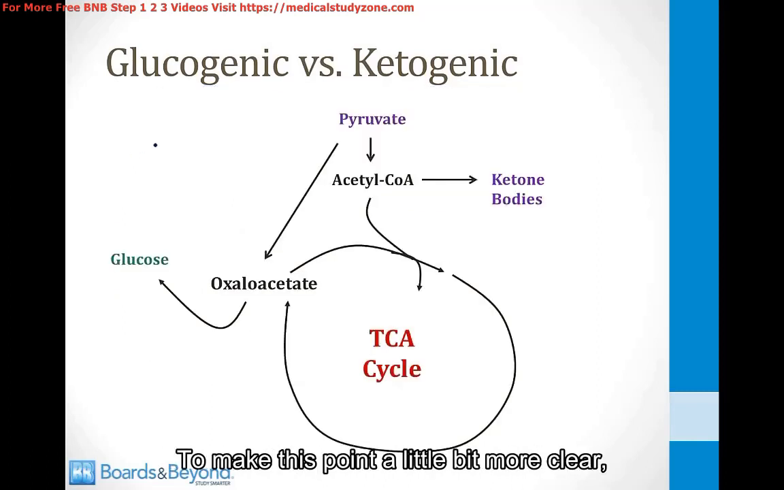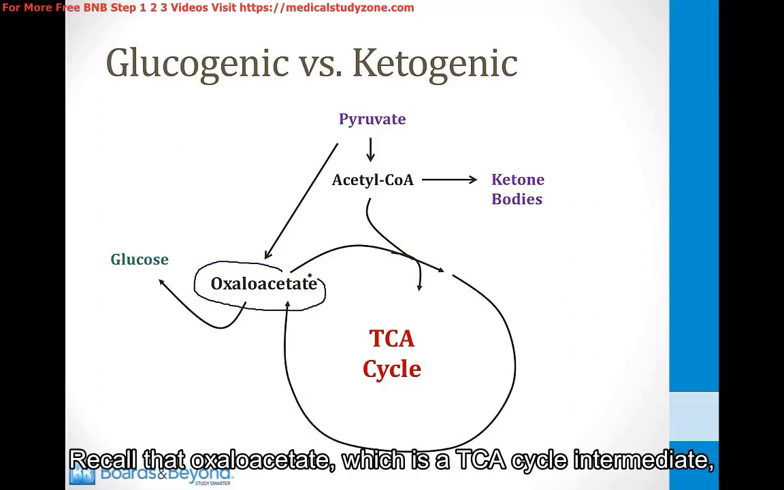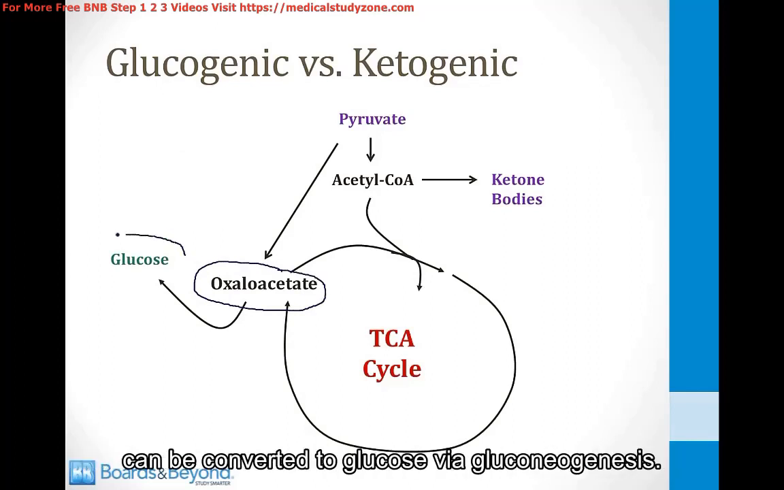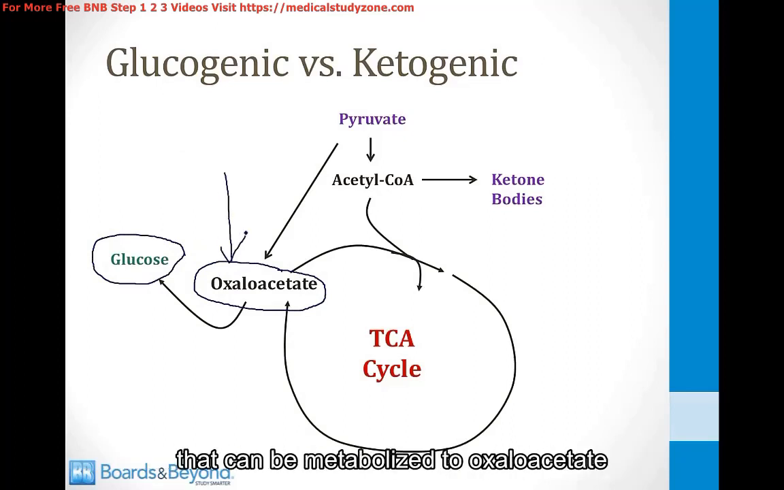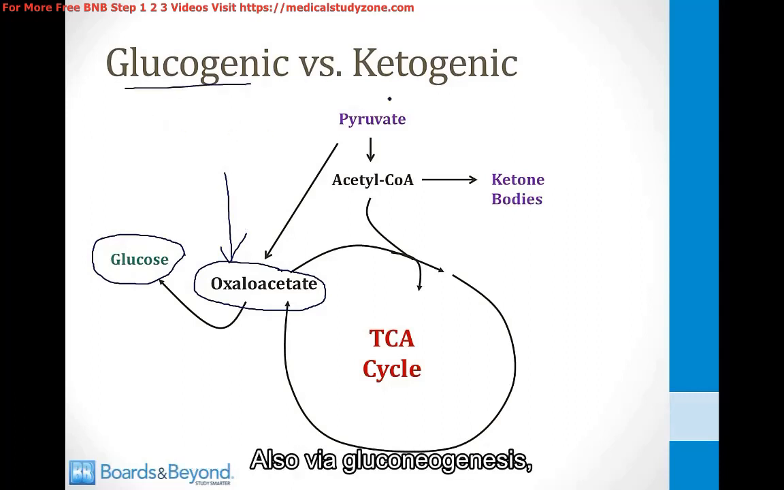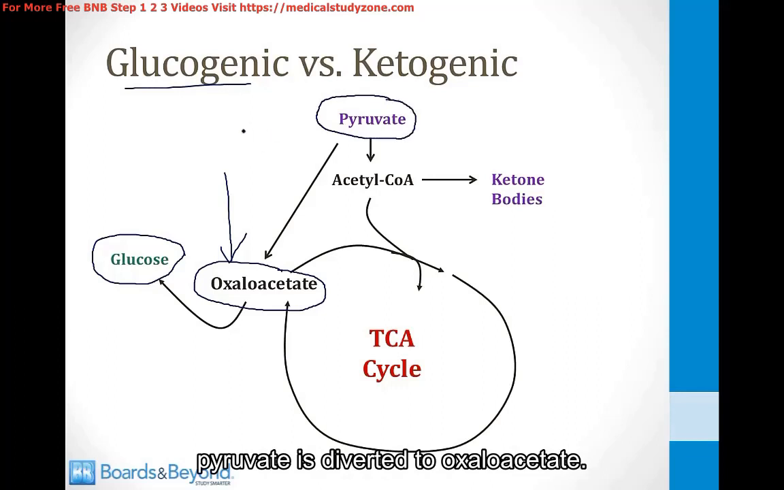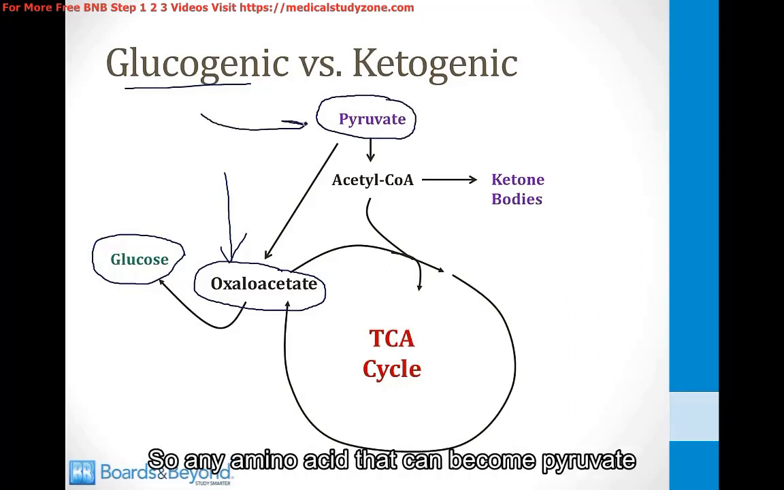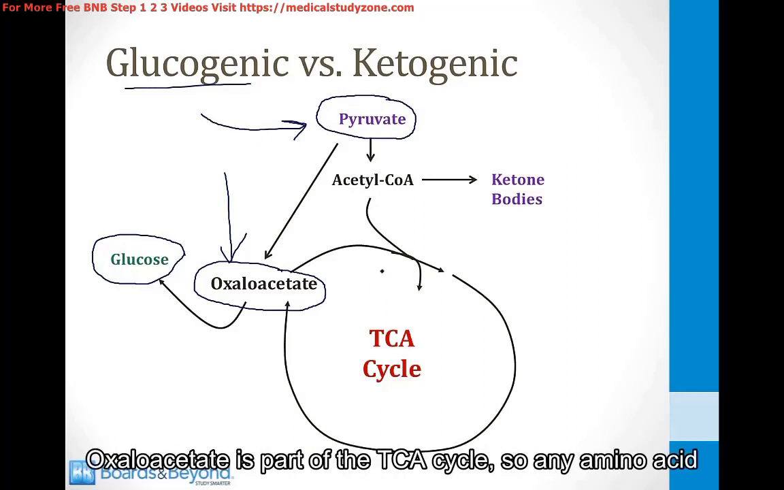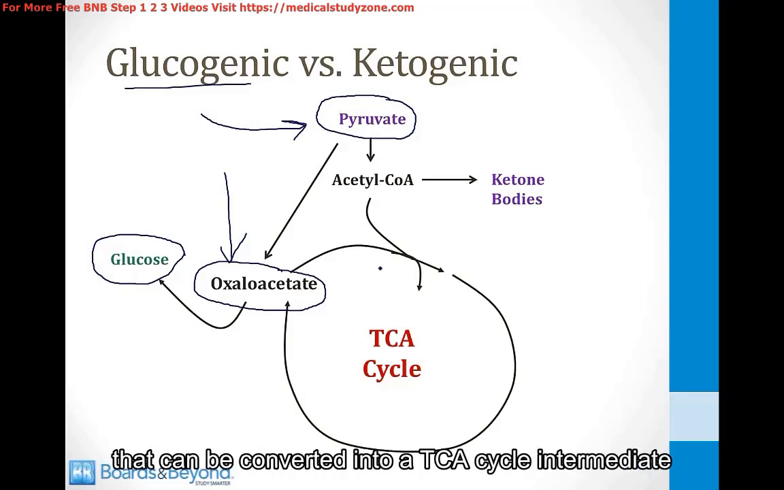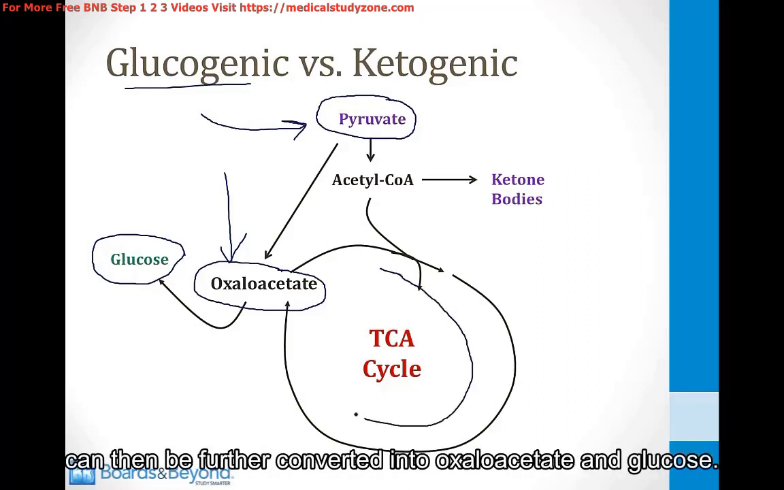To make this point a little bit more clear, let's review how glucose is synthesized via the pathway of gluconeogenesis. Recall that oxaloacetate, which is a TCA cycle intermediate, can be converted to glucose via gluconeogenesis. So therefore, any amino acid that can be metabolized to oxaloacetate can also be metabolized to glucose and is therefore a glucogenic amino acid. Also via gluconeogenesis, pyruvate is diverted to oxaloacetate, so any amino acid that can become pyruvate can further become glucose via gluconeogenesis. Oxaloacetate is part of the TCA cycle, so any amino acid that can be converted into a TCA cycle intermediate can then be further converted into oxaloacetate and glucose.